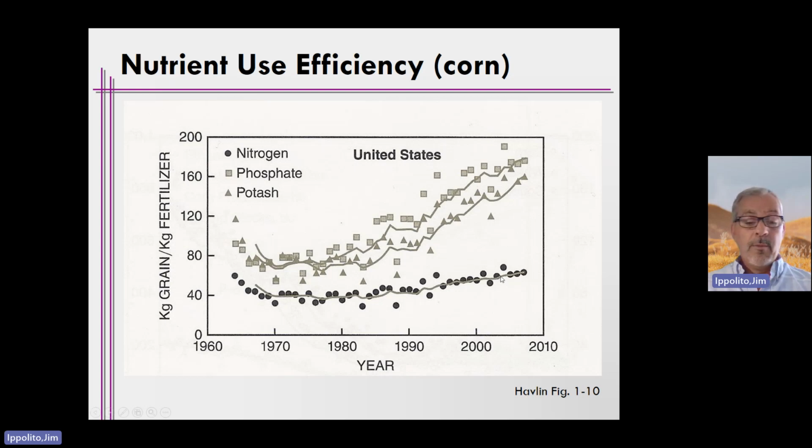And so you may have heard of some products like slow release products or control release products that are additives to fertilizers or fertilizers themselves that are geared towards improving nitrogen use efficiency. And some work pretty well and some don't. It depends on climatic conditions. And we're going to learn about this in this class.